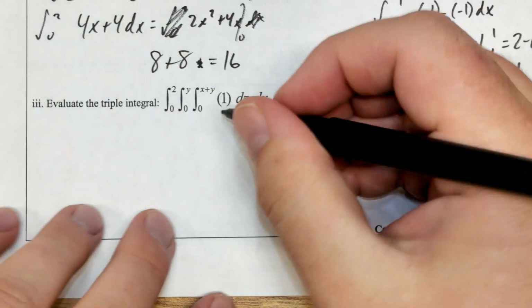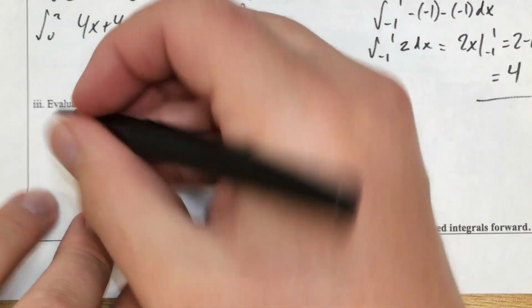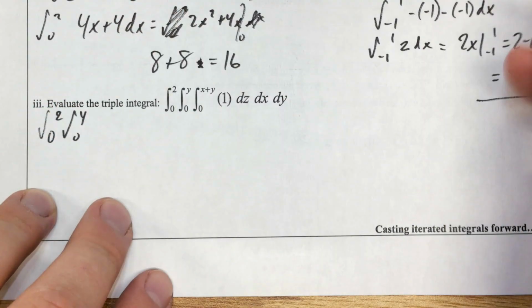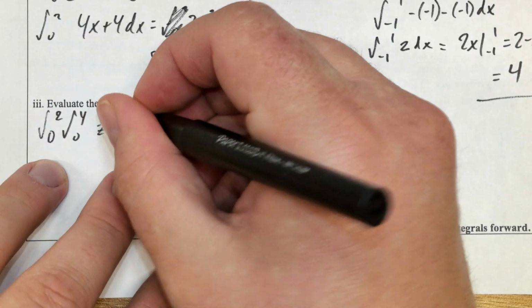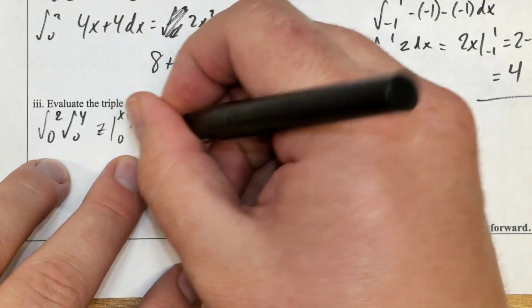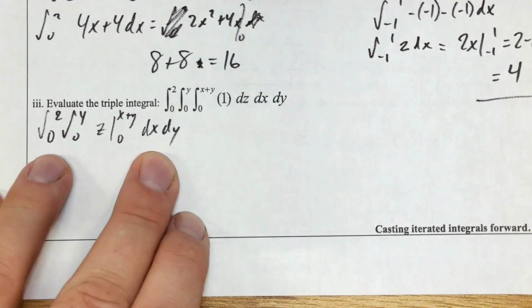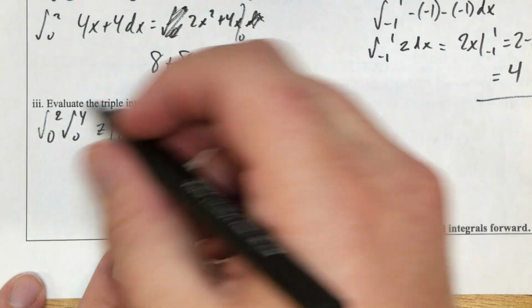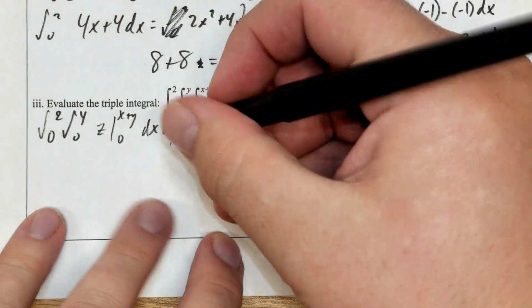Now we're just going to do some calculus. The antiderivative of 1 is just z. But notice my bounds on this one are not just numbers anymore, they are functions. Z evaluated from 0 to x plus y, dx, dy. It is important to keep these dx, dy's in order to make sure they match their bounds the whole way through. Everybody finds their own way to write these bounds when they do them.